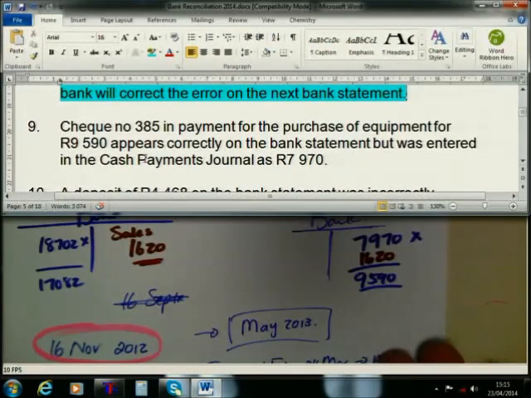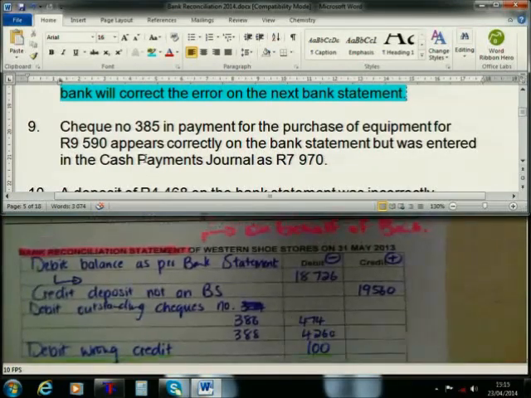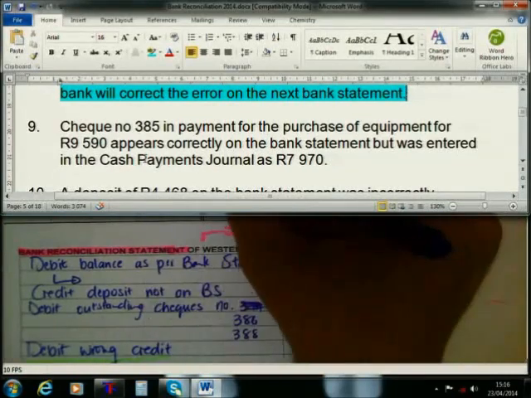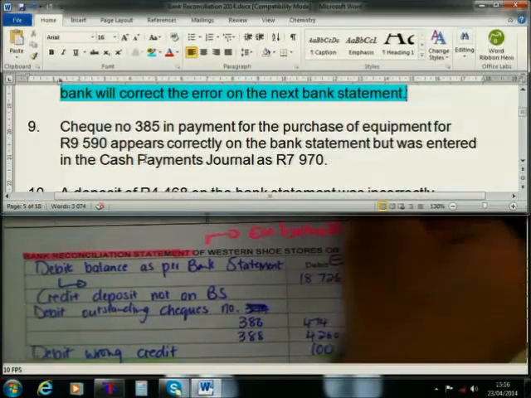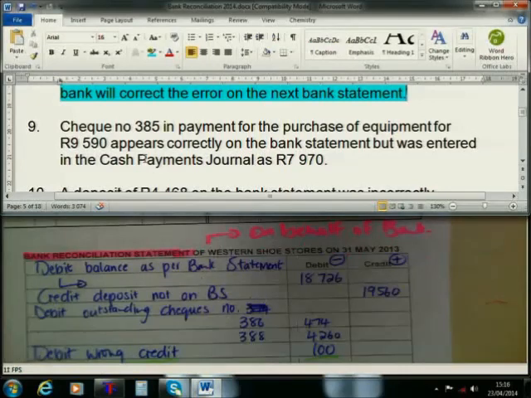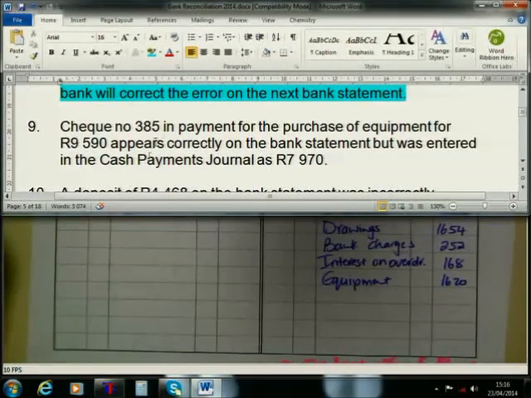What is that side of your bank account? It is the CPJ, because we've got the bank with us, only the bank, we are going to put it there as equipment. 1,620. Equipment.